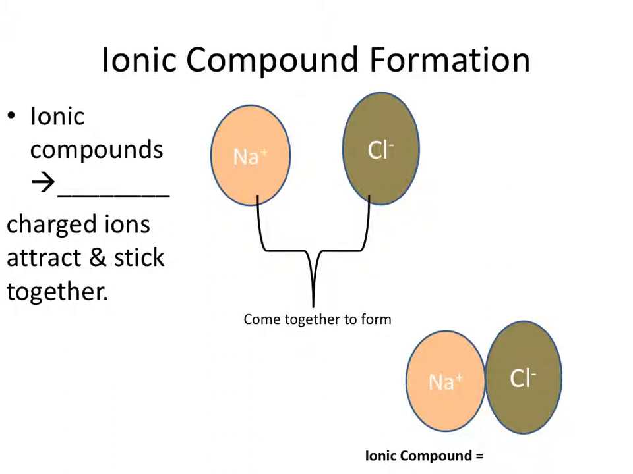Okay, so now let's get into how ionic compounds form. What happens is ionic compounds form when oppositely charged ions attract and stick together. So what we see here is sodium and chloride ions. They're going to come together to form sodium chloride.